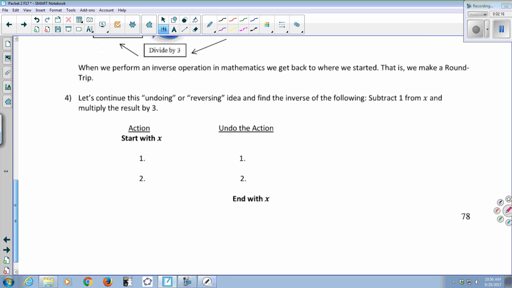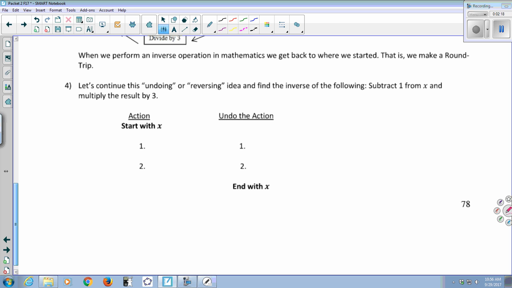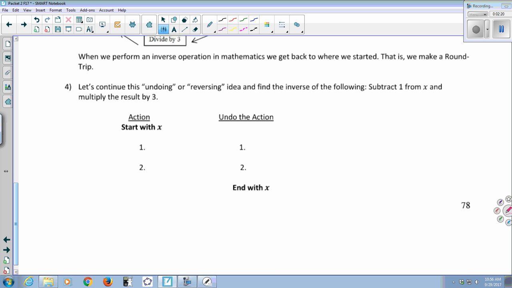Okay, let's continue this undoing or reversing idea and find the inverse of the following. Subtract 1 from x and multiply the result by 3. So you're going to start with x. First thing you do is you subtract 1 from it. Multiply the result by 3. So you get 3 times (x minus 1).